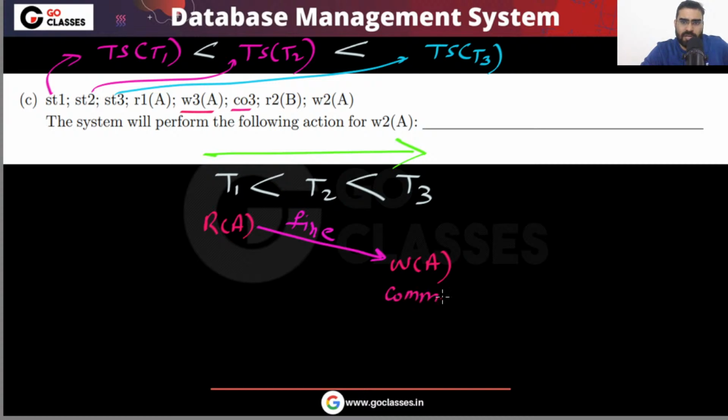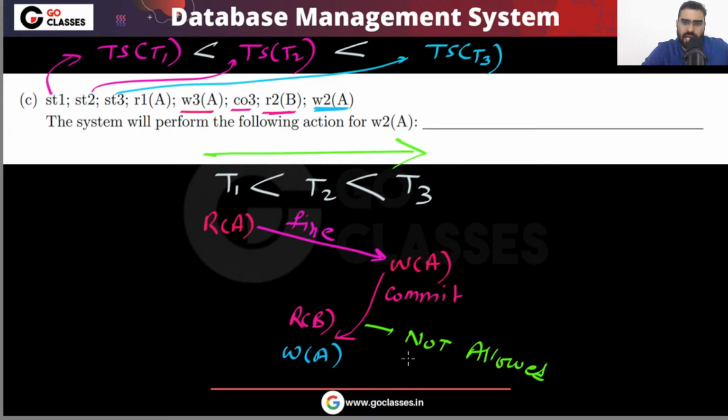After that, it is reading B, and that is also fine. There is no problem. Next, then it is writing A. You tell me a simple question I am asking. So this is not allowed. Yes or no? Correct. This is definitely not allowed in the timestamp protocol.